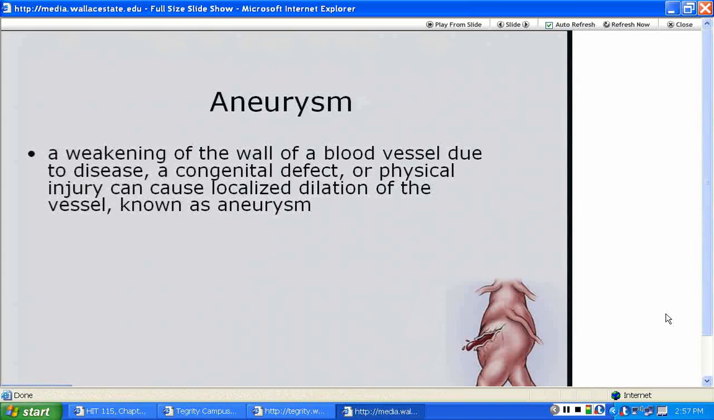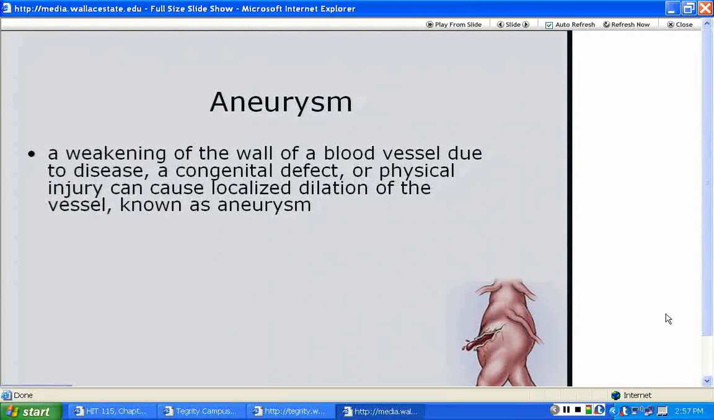Next is a description of aneurysm, and there's an excellent picture in the book and here of a ruptured aortic aneurysm. An aneurysm is a weakening of the wall of a blood vessel. It may be due to disease, a congenital defect, or some form of injury. I compare the vessel wall to the wall of a balloon. If we kept blowing up a balloon and putting more and more pressure inside, the wall would become thinner and thinner, and eventually it's going to rupture.